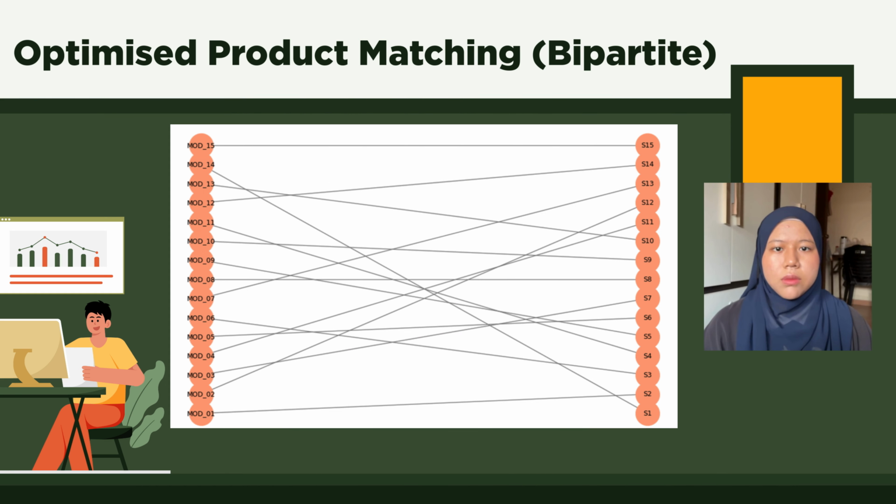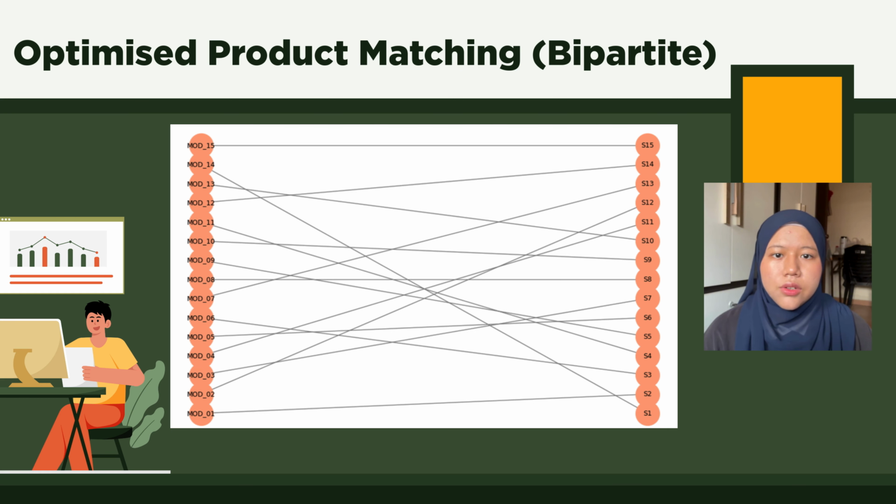The figure shows an optimized perfect matching using a bipartite graph for a university scheduling problem. The purpose of this model is to assign each module to one suitable time slot without any scheduling conflict. In this graph, the nodes are divided into two groups. The left side represents the modules from MOD01 to MOD15. The right side represents the available time slots from S1 to S15.